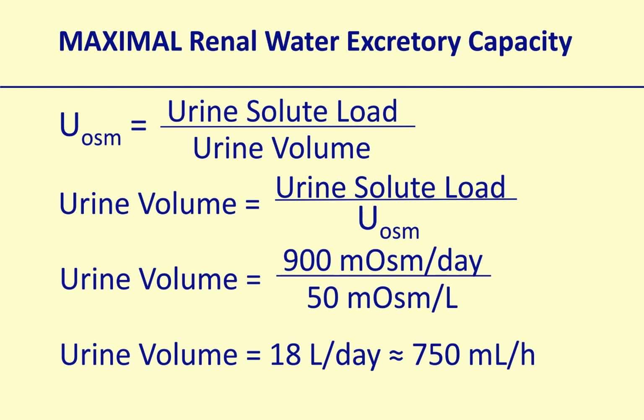So if you drink more than 18 liters per day, the kidneys cannot excrete the extra, and you will retain it, and it will cause hyponatremia. Now, this is the same as saying that the kidneys can excrete 750 mLs an hour. All right. So if you exceed that capacity of excretion, 750 mLs, then you can also get into trouble.